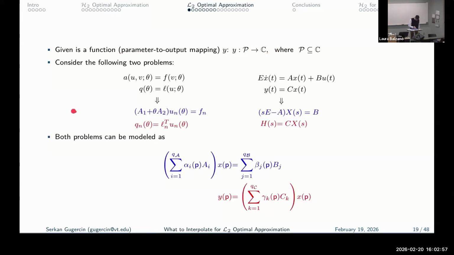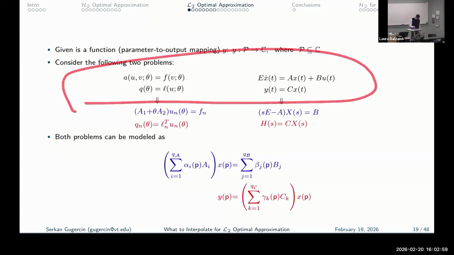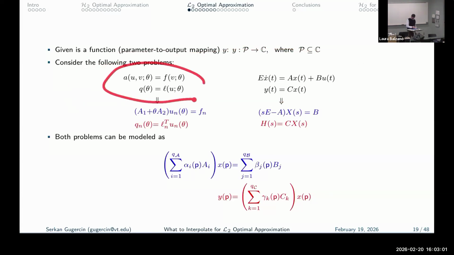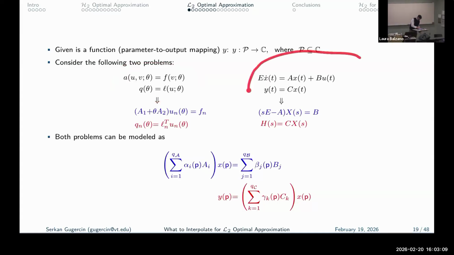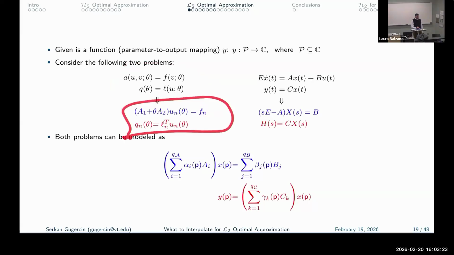So here I'm looking at two problems. The left-hand side, think of it as a weak form of a stationary PDE. Okay? And the right-hand side is my dynamical system in the time domain. I do some discretization to my PDE, and then I have this thing. So I have a parametric stationary PDE.